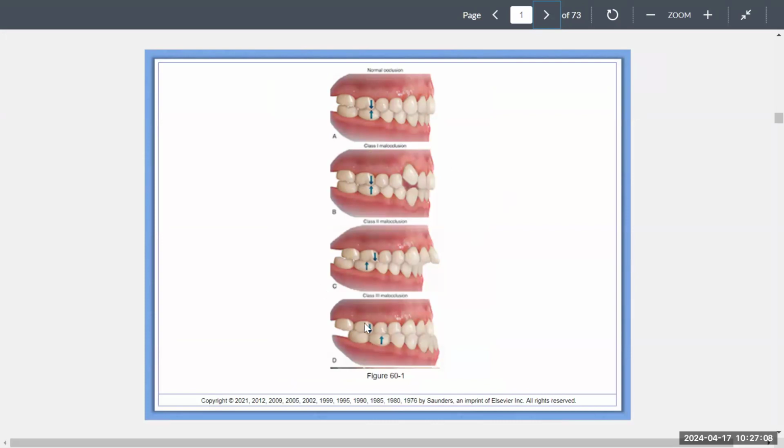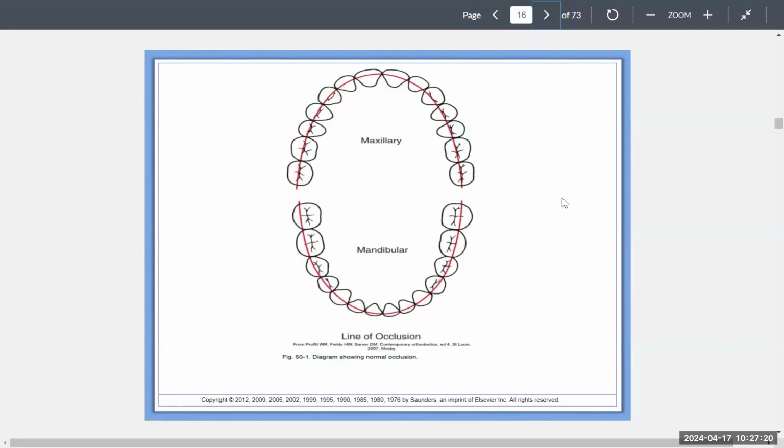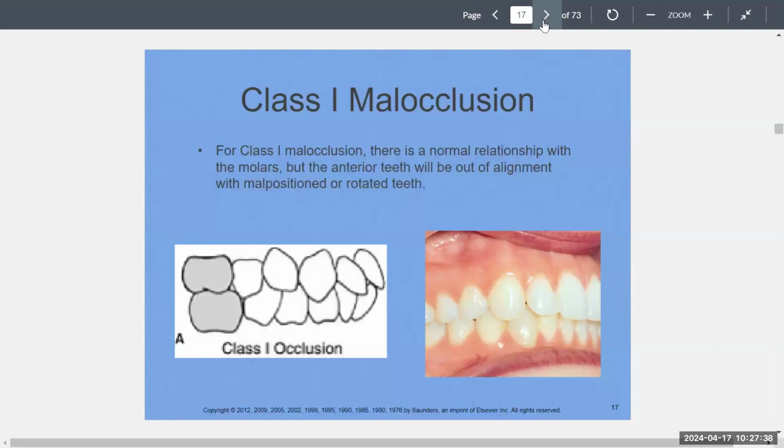And all of it is reliant on a certain cusp in the mouth. And you can also see how the anterior orientation is as well, especially the canine. And then if you remember, we also have lines of occlusion, right? We've got this diagram showing the lines of occlusion, looking at the central groove of the posterior teeth along almost the incisal edges of the anterior teeth on both the upper and lower jaws. Now in class 1, you got to think back to that. This is the normal relationship with molars, but the anterior teeth will be out of alignment. So the molars are normal, but the anterior teeth are out of alignment. They're malpositioned or they're rotated.